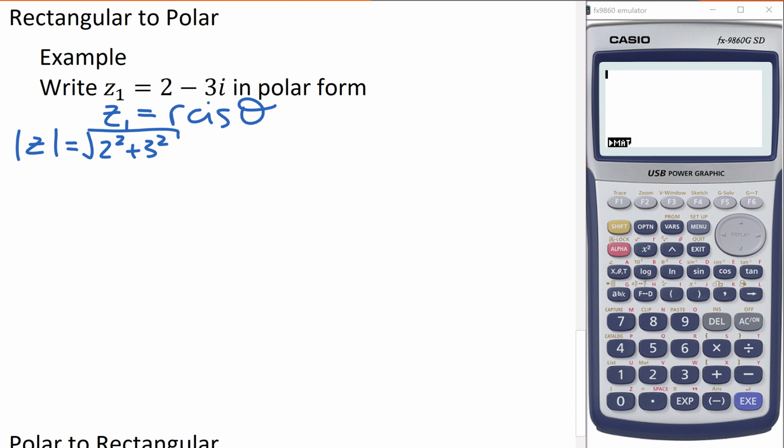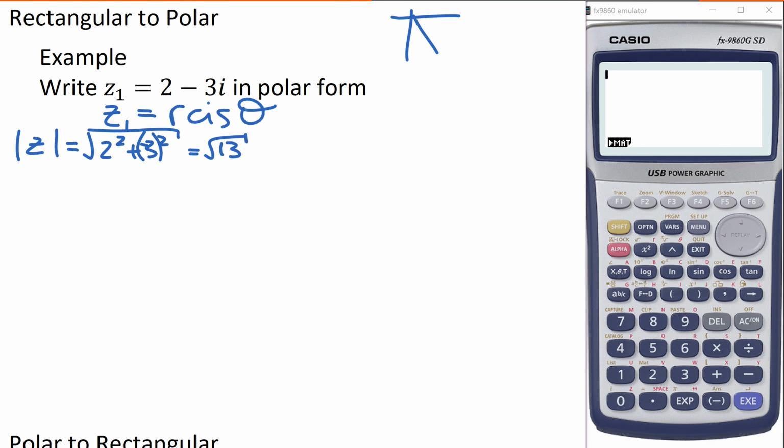4 plus 9, that's 13. So the modulus is root 13. Yep. Everyone happy with that? Remember, I understand you're talking about negative 3s, but all we're talking about with the modulus is the length of the line. So it doesn't necessarily need to be negative.